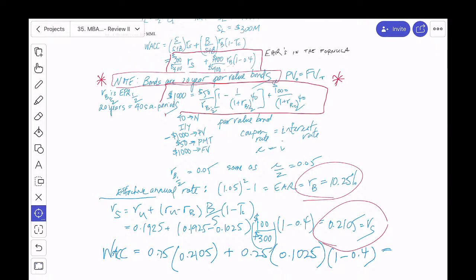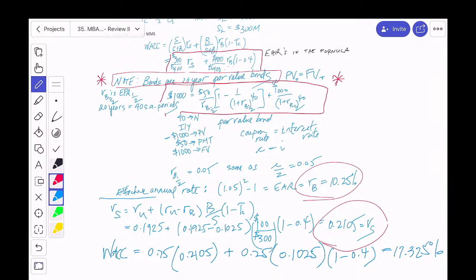And Harry gives us 17.325. Anybody else find a value? Looks good to me. So I did give you the answer key for this, but you should be able to reproduce the results on your own. So this represents the return to an investor in the firm at the same time as it represents the cost of capital for dollars of financing.